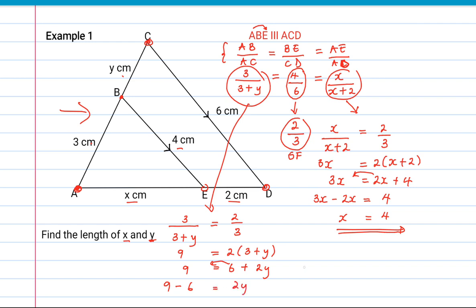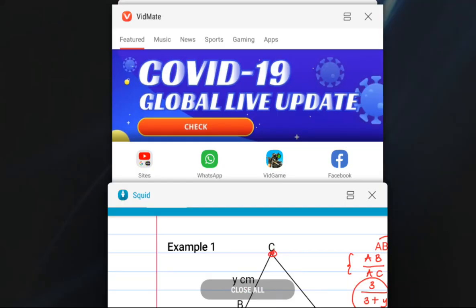Then here we get 9 minus 6, the value that we get there is 3, which will be equal to 2y. Then we divide on both sides by 2, then we get 3 over 2 being equal to our value for y. Forgive me my board.